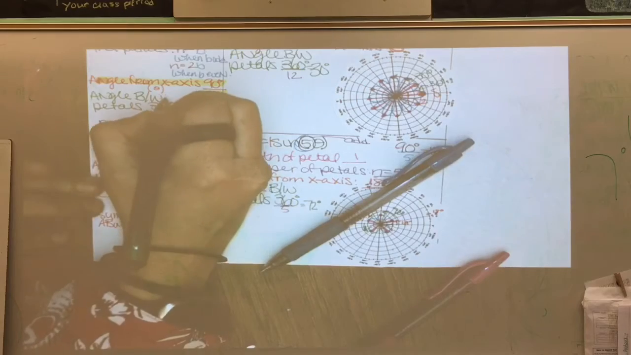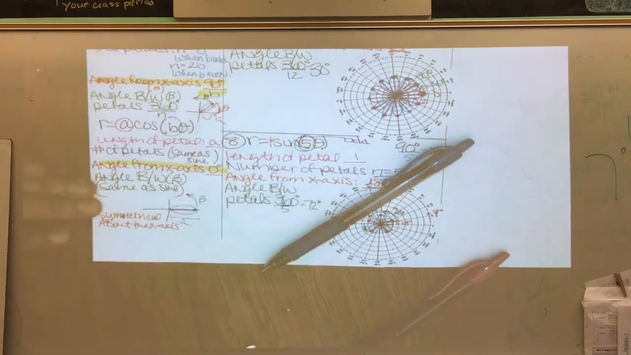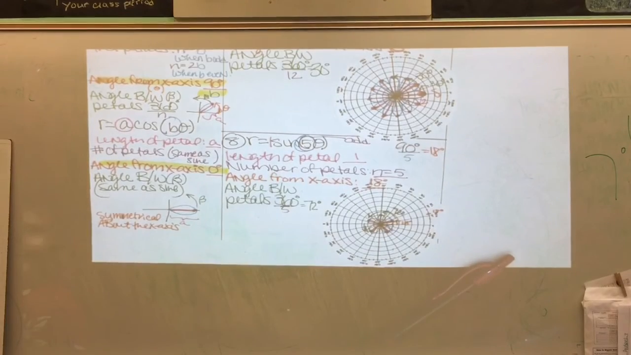Okay, I'm going to call this one beta, again, for my angle between petals. Okay, and you guys can do the steps, correct? I'm trying to think of this. Okay, I'm going to flip mine over for my next objective. And I'm going to do worksheet 5, numbers 5 and 11. These are cardioid and limaçon curves.